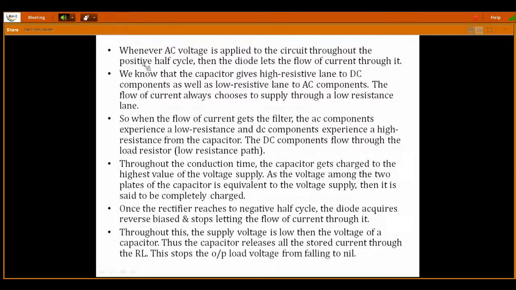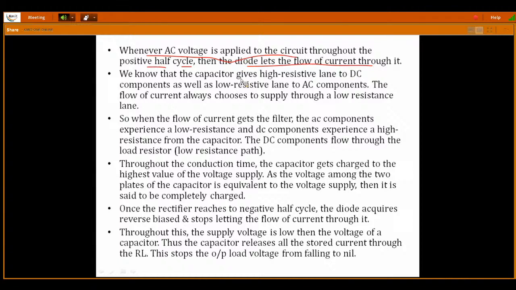Now see what is going to happen. Whenever AC voltage is applied to the circuit, throughout the positive cycle, what is going to happen? I apply the AC voltage across the transformer primary winding, and the same signal appears at the secondary winding, a step down signal. That is given to the diode. During the positive half cycle, the diode lets the current flow through it. This is the half wave rectifier operation.